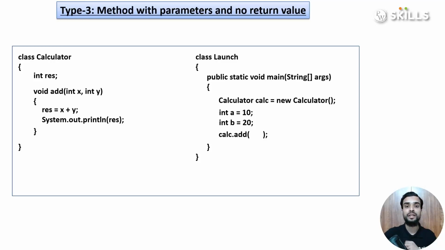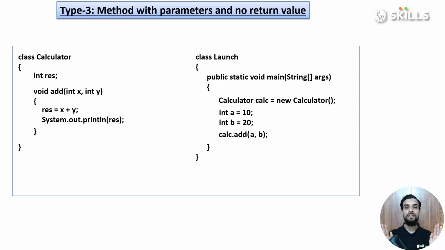And how can that be done, sir? Look at the call everyone here. This time it is going to be calc.add of a comma b like this. It simply means while we are calling the add method, also please send the integer values that are present in the variables a and b.